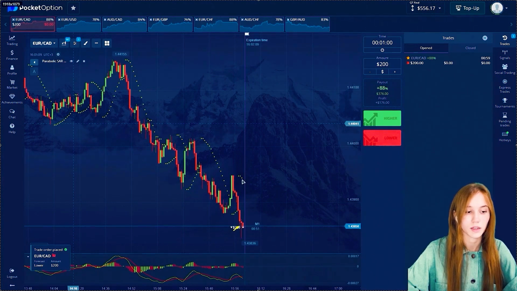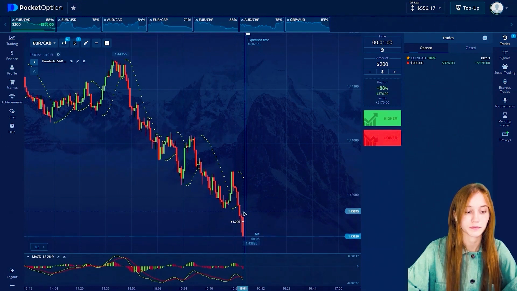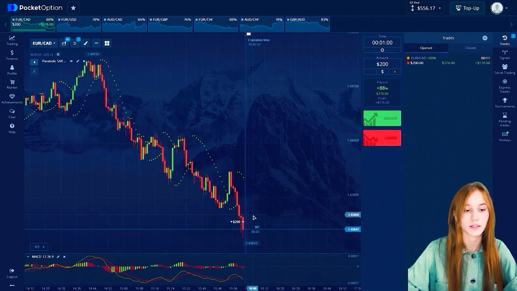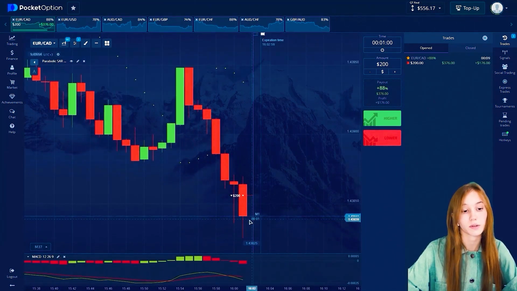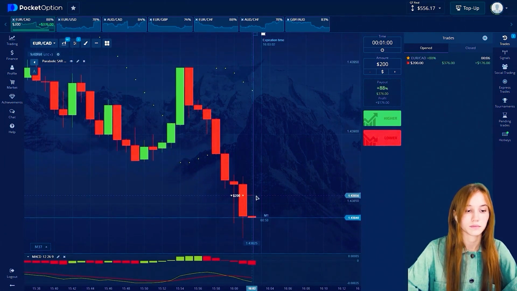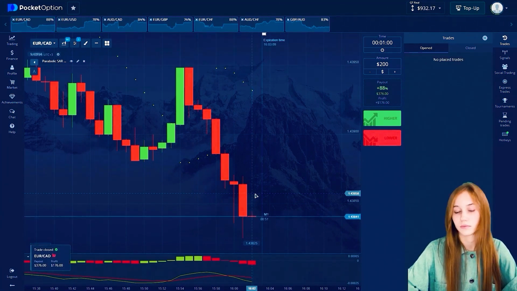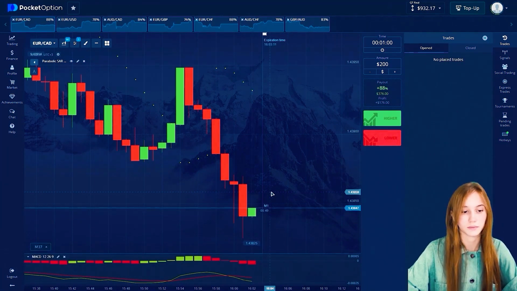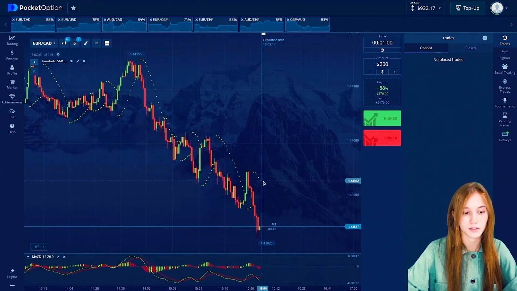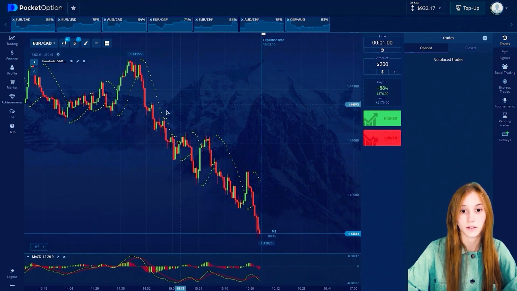It's good. Trend is going down. 10 seconds until the end of our deal. Trend is stable. It's good. Let's see for our chart. And the deal goes into plus. Good. The balance is almost $1,000. Good.